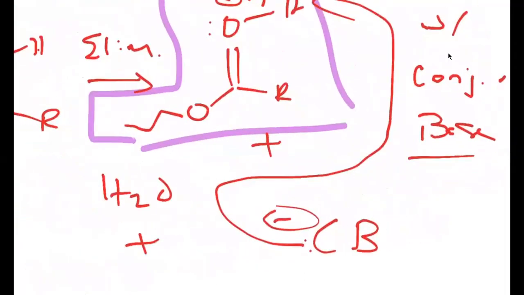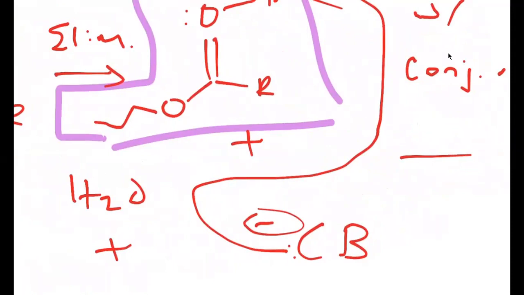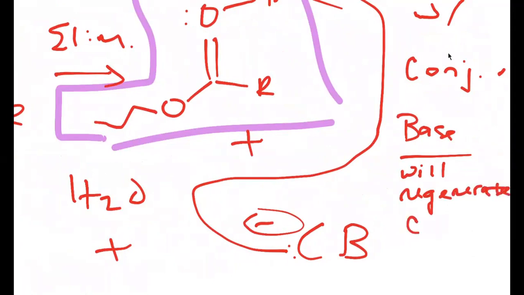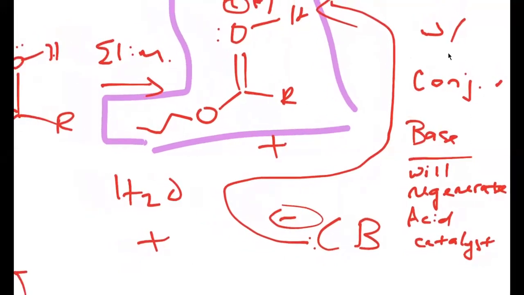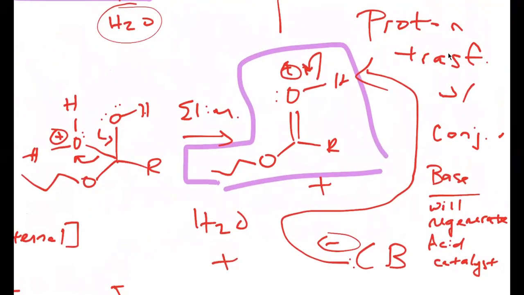So when we say the acid is a catalyst, what do you know about a catalyst? Does it ever get used up? No, it regenerates. It always regenerates. Right, so that proton transfer with your conjugate base is going to regenerate the acid catalyst, and then you can start the reaction all over again. You can do another proton transfer on another carboxylic acid and start again.